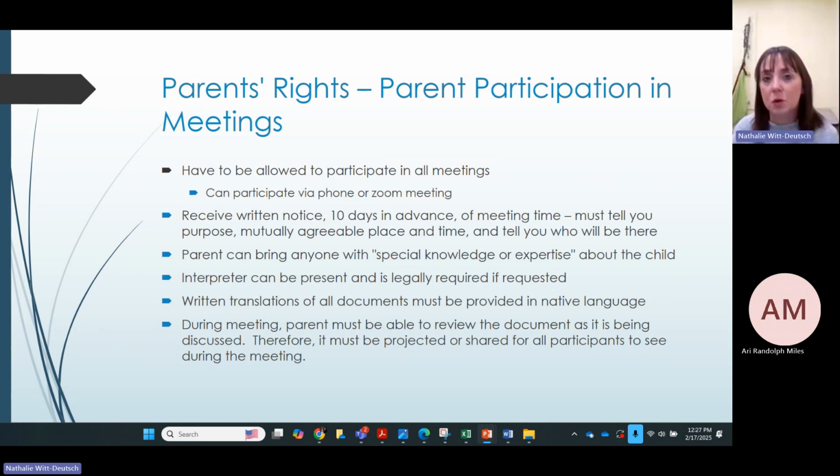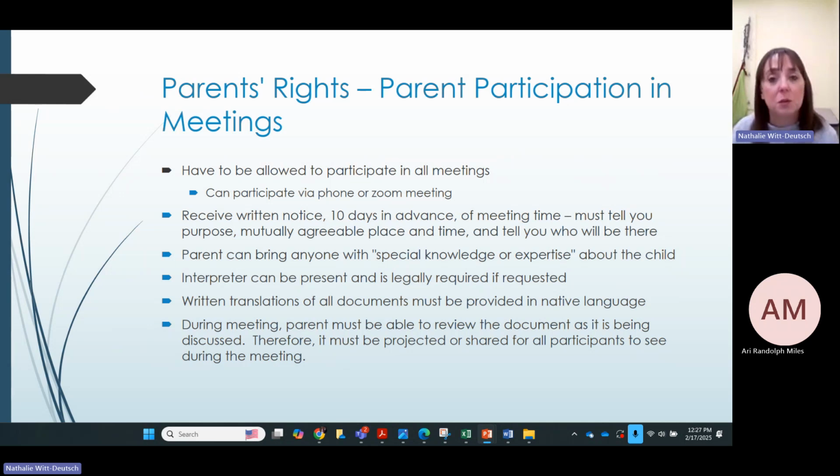You can bring anyone with special knowledge or expertise about your child. Doesn't matter who, they can't stop you. You could bring your neighbor, you could bring your BCBA, you could bring your child's preschool teacher, you could bring whoever you want to any of the meetings, including the initial evaluation, the reevaluations, as well as your IEP meetings. This person is just there to help you provide more information to help in the benefit of the child.